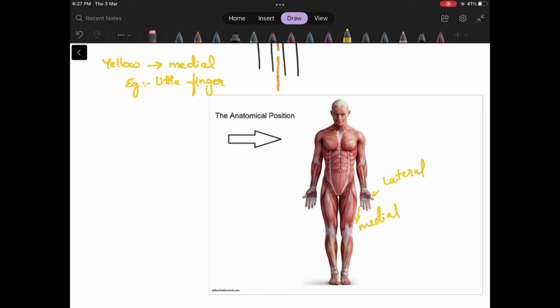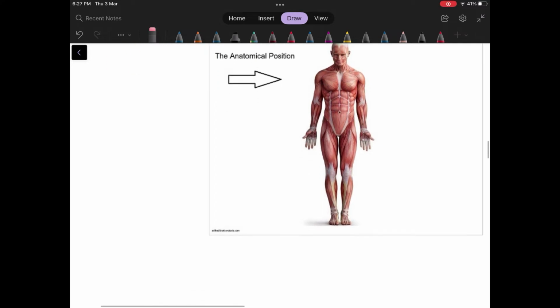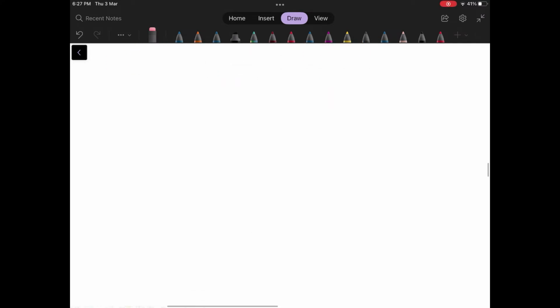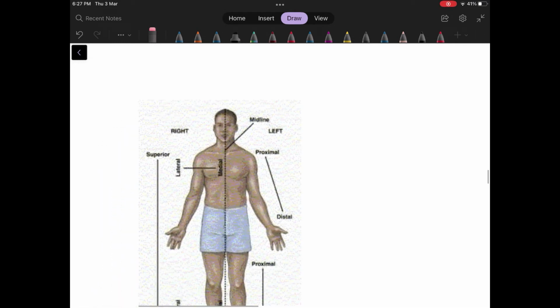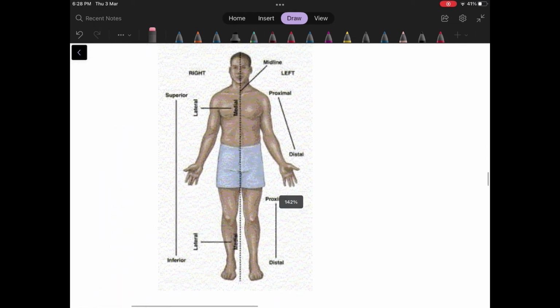So proximal, distal, medial, lateral, all these are the basic terminology that one should know to understand certain definitions in medicine. To understand this concept, I am showing this diagram. Hope this is clear for you.